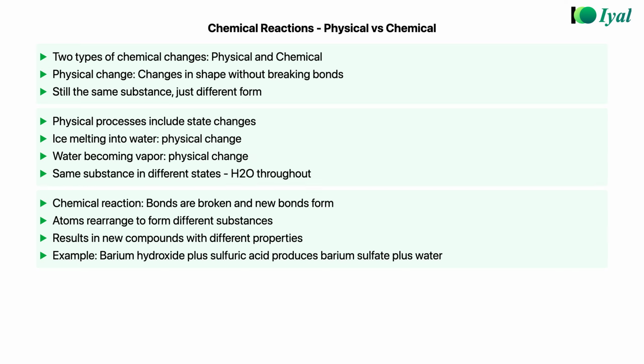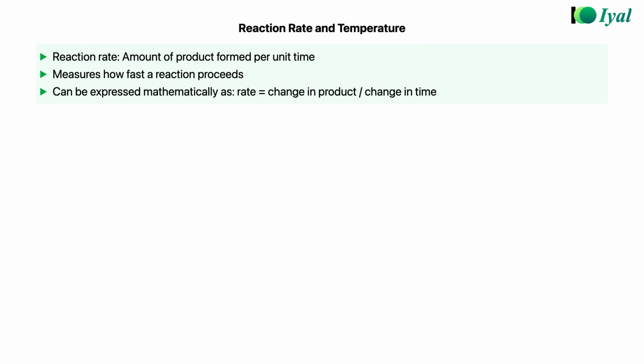For example, if you combine barium hydroxide with sulfuric acid, you don't just change the state, you create barium sulfate in water. Those are completely different compounds from what you started with. That's a chemical reaction.